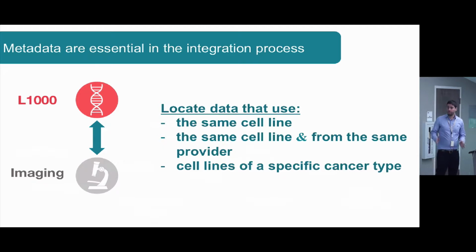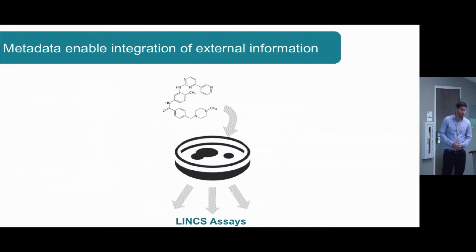There are many use cases. If you have good metadata, you can build stuff. For example, maybe you want to filter down to all those data sets that use the same cell line. You want to have L1000 data sets and imaging data sets that use the same cell line. Or you want to find data sets that use the same cell line, but also are both from the same provider. Or maybe you don't care about the same cell line, you just want them to be a specific cancer type, like breast cancer cell lines. So if you have good annotations and good metadata, you can do all these things.